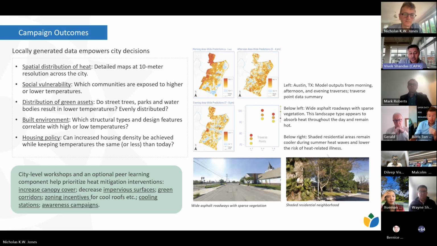Much of this work moves into social vulnerability assessments, green space identification, identifying which structures and types accelerate or amplify temperatures, as well as getting into longer term housing policies, to name a few outcomes that we're really moving towards. After we collect the data, a lot of communities ask us to conduct workshops and start identifying recommendations. That's where we've started doing a lot more heat action plans for communities as an outcome of this work.